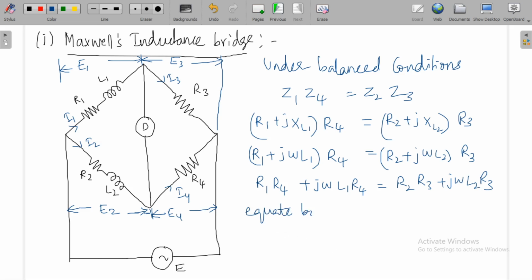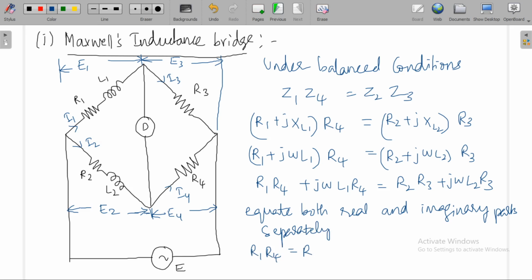Equate both real and imaginary parts separately. Then R1 R4 is equal to R2 R3, and L1 R4 is equal to L2 R3. From this, what will be R1? Here R1 is the unknown resistance and L1 is the unknown inductance. So R1 will be equal to R2 R3 by R4. What is L1? L1 is equal to L2 R3 by R4.